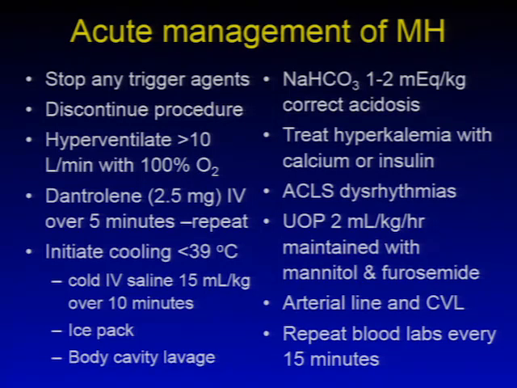ACLS for dysrhythmias treatment. Keep urine output at 2 milliliters per kilogram per hour with either the use of Lasix and mannitol, and the placement of arterial lines and central venous lines for monitoring. And repeat blood labs every 15 minutes until the patient is stabilized.